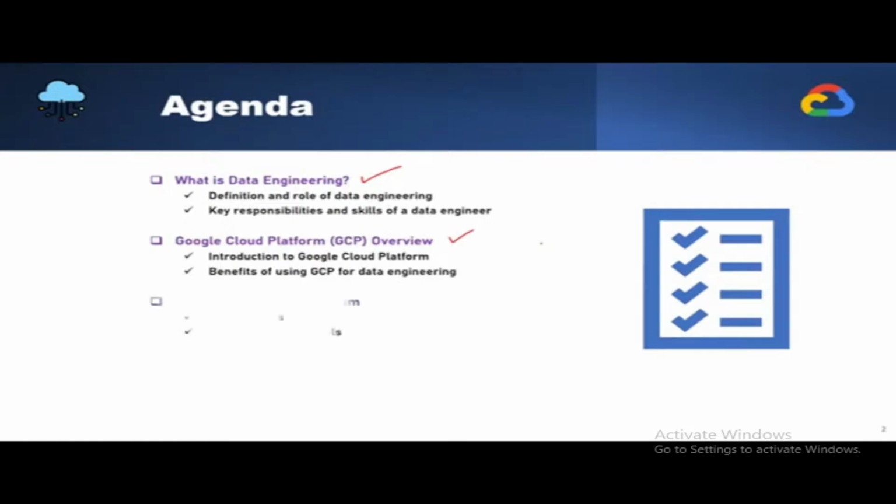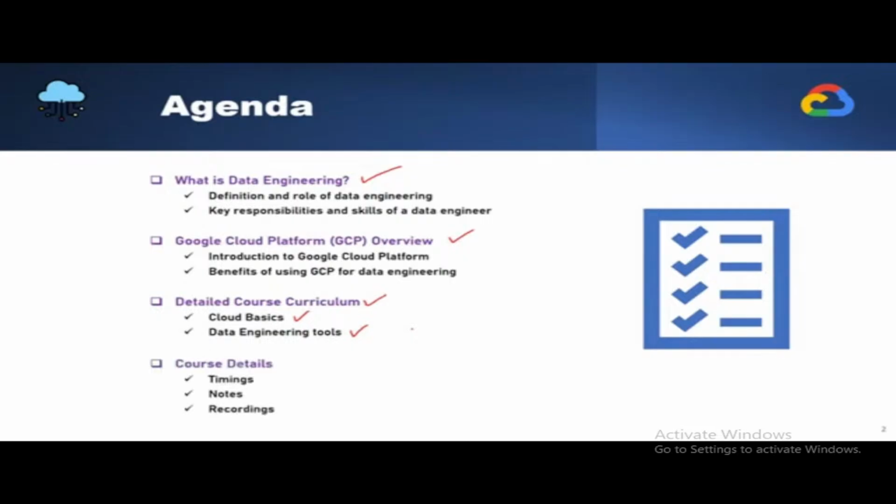Then the most awaited topic, that is the detailed course curriculum. Many people may ask me, sir, what are the topics that we are going to cover when it comes to the cloud basics or when it comes to data engineering? What type of tools are we going to cover? We are going to see that now. So for that, a detailed course curriculum, I am going to talk about it.